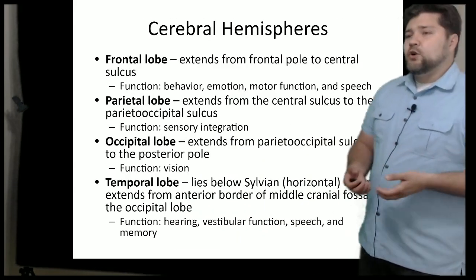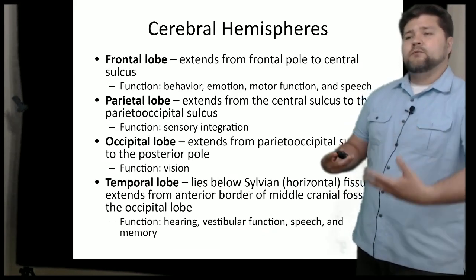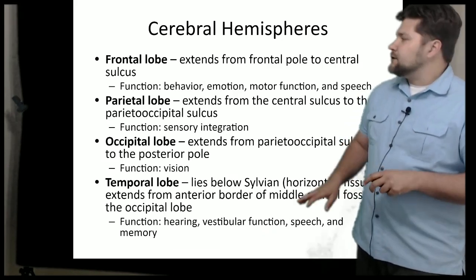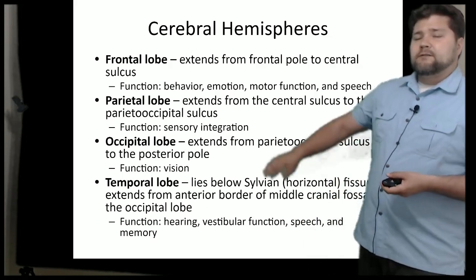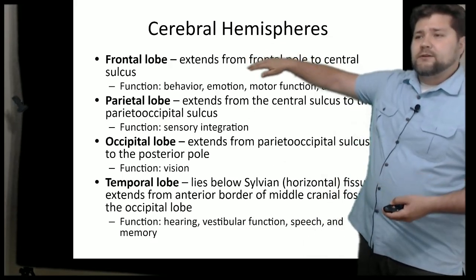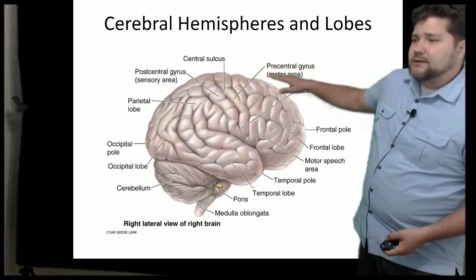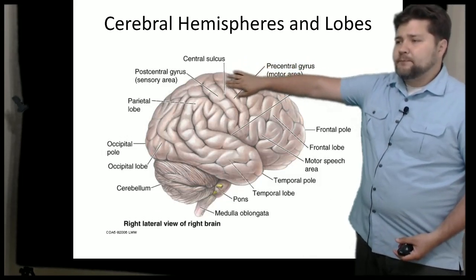So getting into the lobes and kind of what they do. So again, we're thinking big picture here. So the frontal lobe is going to be located from that frontal pole we mentioned to the central sulcus. And you can see the central sulcus here. It's usually a prominent sulcus on the brain.